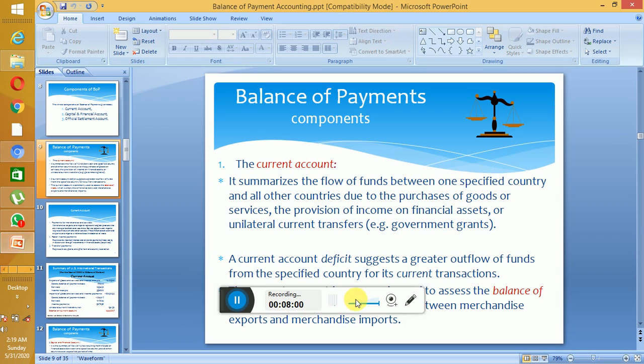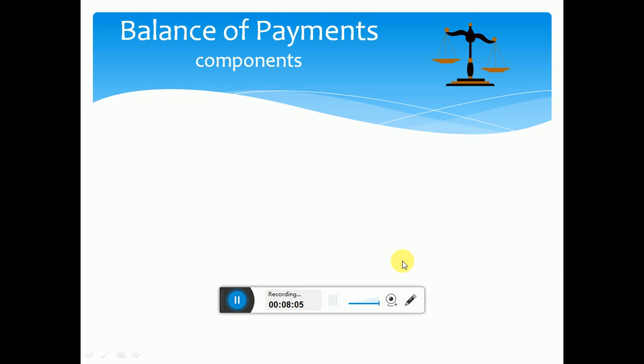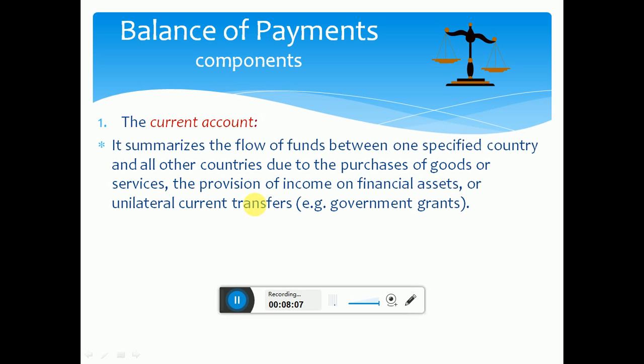So we are talking about factor income. And the third thing that we discussed is government grants, that is unilateral current transfer. The government of Afghanistan gives grants to other countries, so in this case, money is going out of Afghanistan. And if other countries give grants to the government of Afghanistan, money is coming into the country. So in the current account, three things are coming.